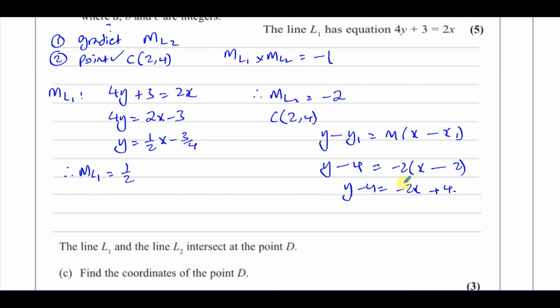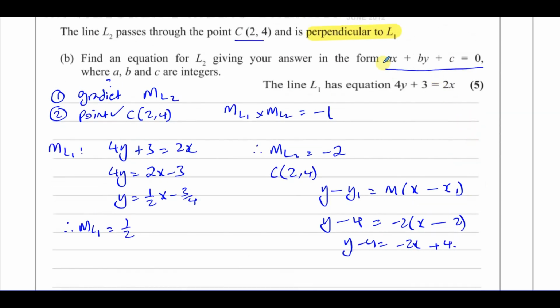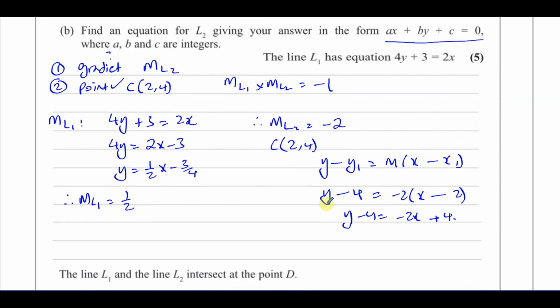So what I want is, it's better to have the x term as the positive term, although it's not necessary, but I prefer to have it that way. So I'm going to add 2x to both sides. I've got 2x plus y, and I'm going to subtract 8 from both sides. So 2x plus y minus 8 equals 0. So that's the form in which we should write our final answer.